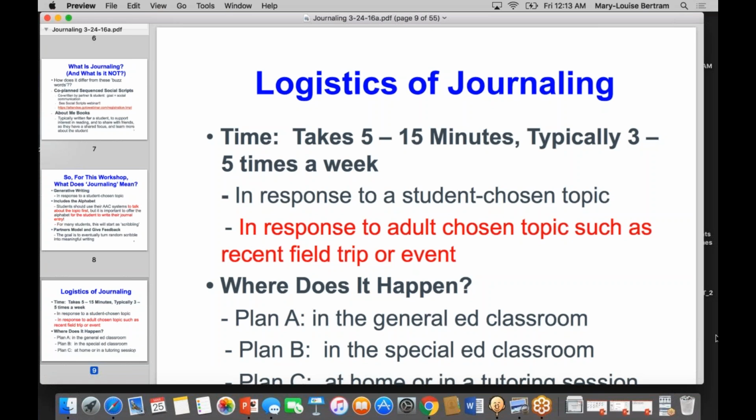So as we said, it can be an adult chosen topic or a student chosen topic. So we have students in general ed classrooms, we have students in special ed classrooms, and we have students at home who are all doing journal writing. So what we're going to talk about today can be done in any of those classrooms.